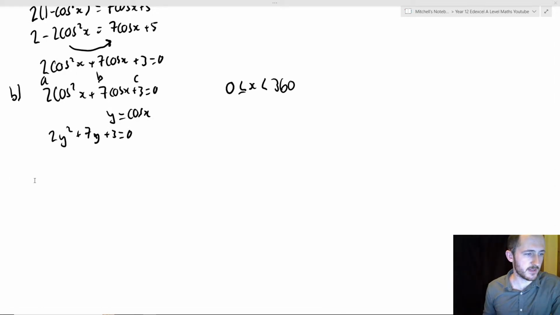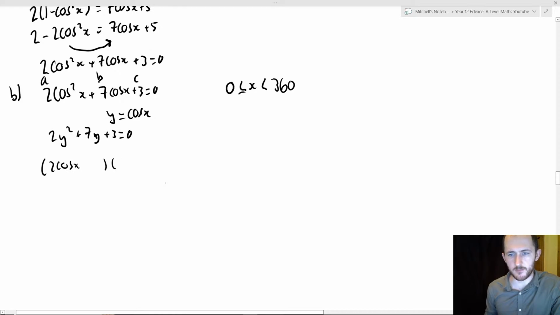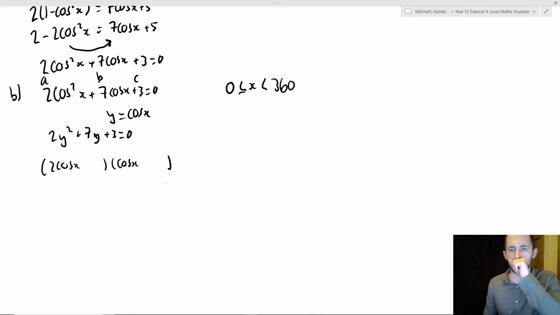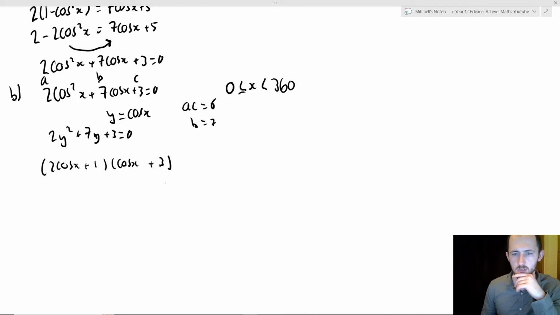But if you want to factorize this, well, we can see we're going to have a 2 cos x, obviously, in one bracket, and in the other bracket we're going to have a cos x here. Again, you can use the full method of AC is equal to 6, 3 times 2. B is equal to 7, so two numbers that multiply to 6 and add to 7 are 6 and 1. Do it like that. So if we want 6, then we're going to have a 3 here and a 1 here, because 2 times 3 would give us the 6.